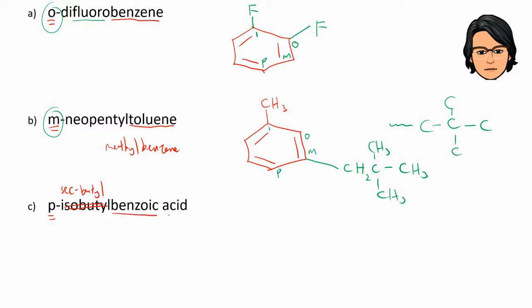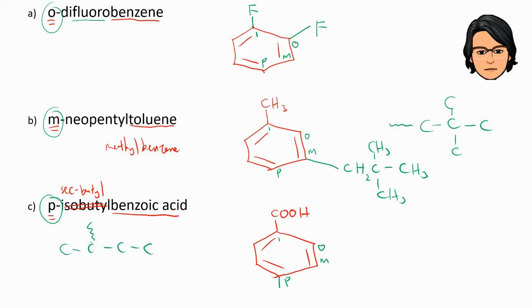Now again, this time is benzoic acid. The derivative is not benzene. You have to know benzoic acid means there must be COOH. Same thing again, this is number 1, then this becomes ortho, meta, para. This time it is para. If sec-butyl, remember, we choose the secondary carbon. So 1, 2, 3, 4. Complete the hydrogen.